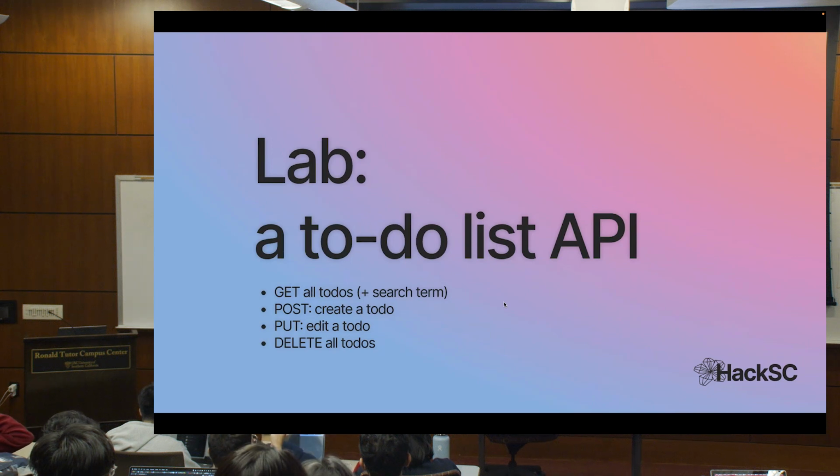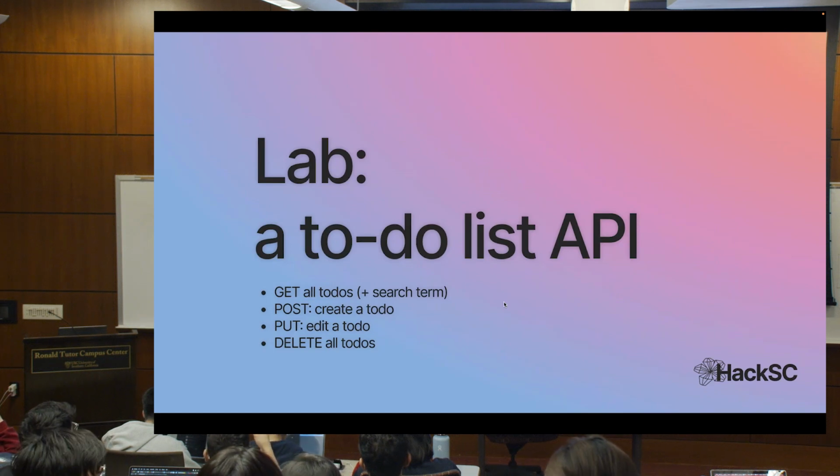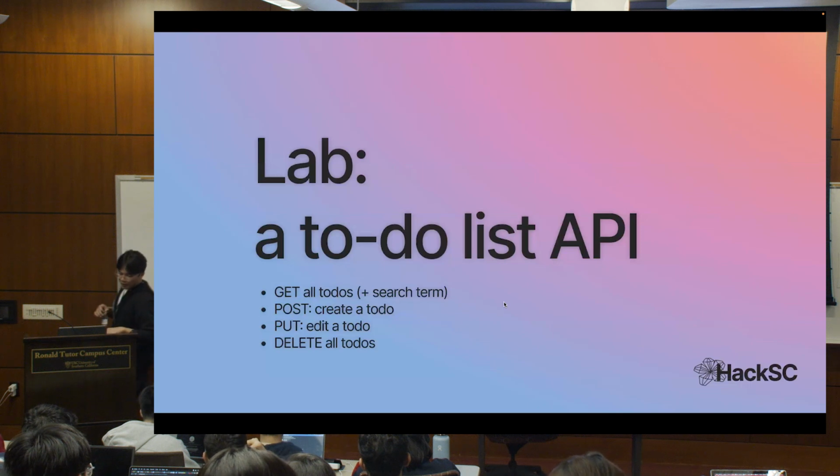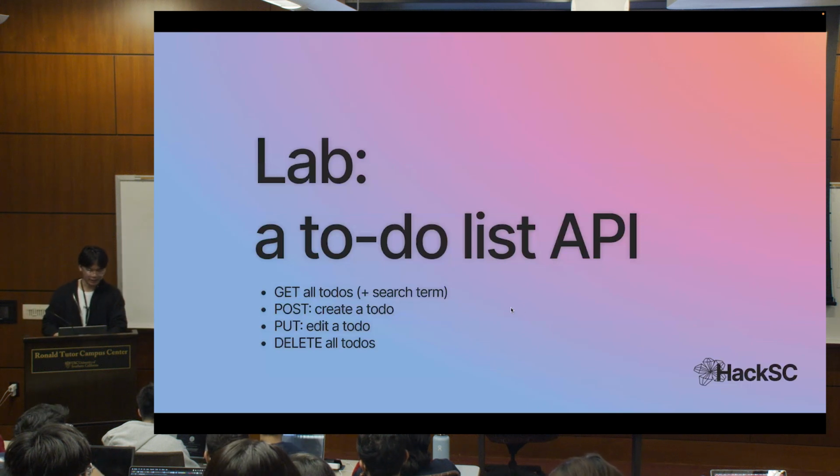So the first thing is there will be a get endpoint for getting all the to-dos of yours. The second one is to create a to-do, so you can create a to-do task. Third, edit a to-do. And fourth, delete some to-dos, not all to-dos. So yeah, let's get started.